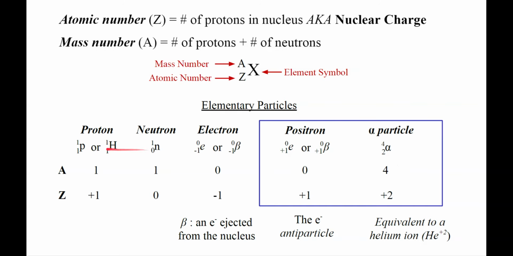So these are all particles that could be fired to hit a particle to radioactively transmutate, or these could be byproducts. So these could be on either the reactant or product side. Next, we're going to look at the different types of decay modes, and the first 3 are by far the most common. First, we have alpha decay.